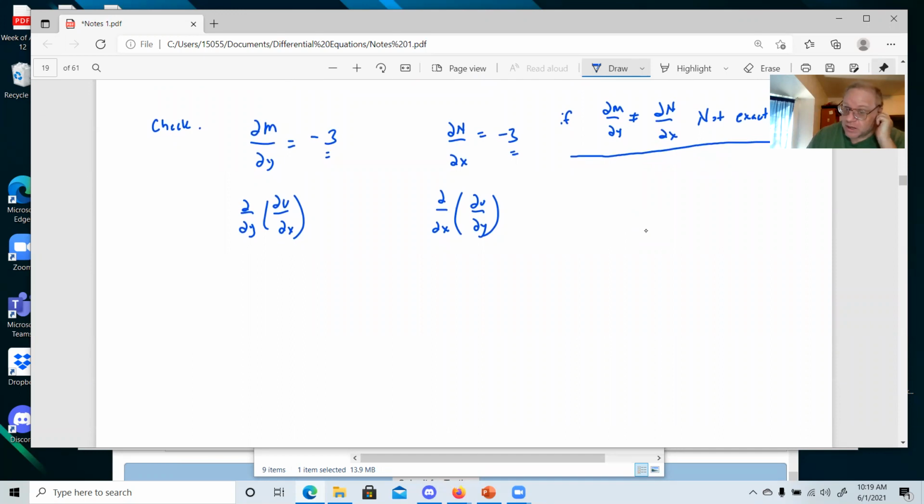So yeah, they're the same. That means that they are going to be exact. So what we are going to do is integrate. Our next step here: 1 is check, 2 is we're going to integrate.